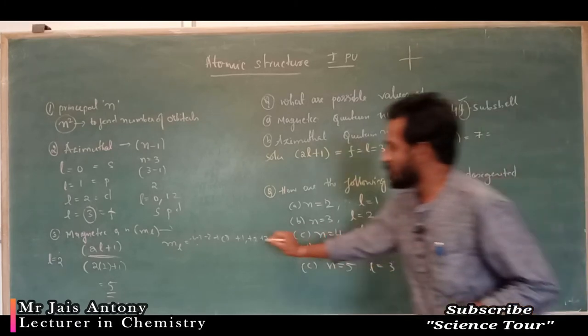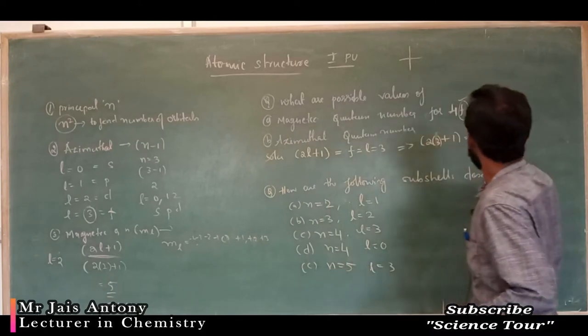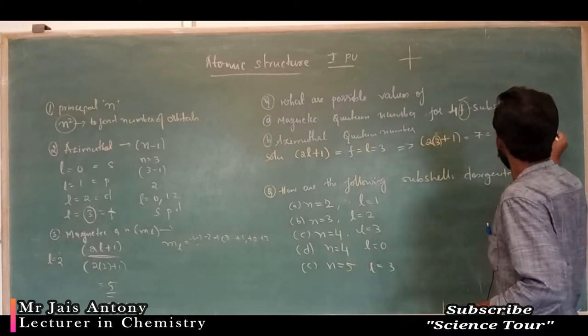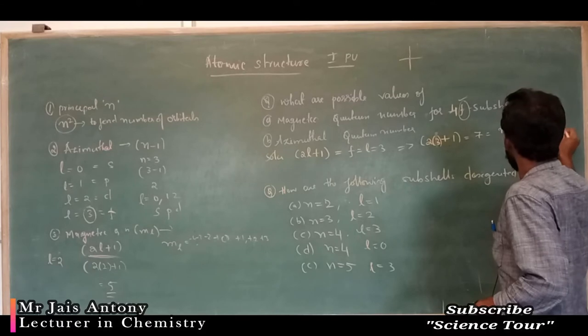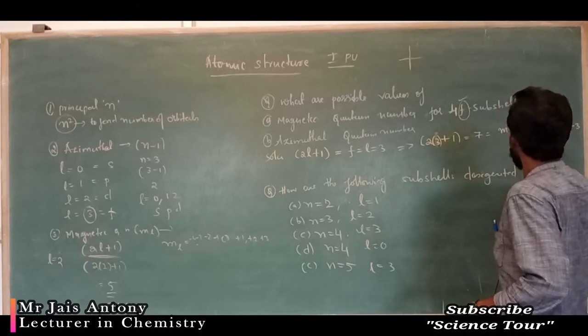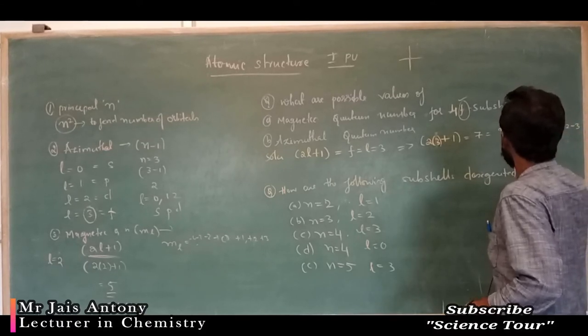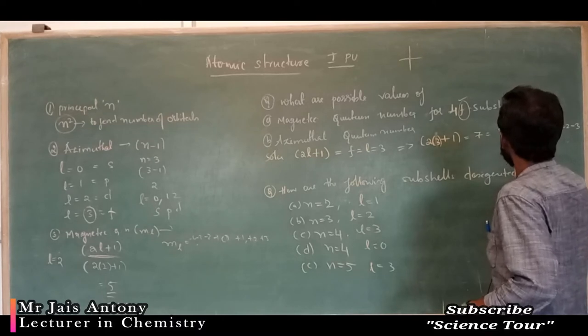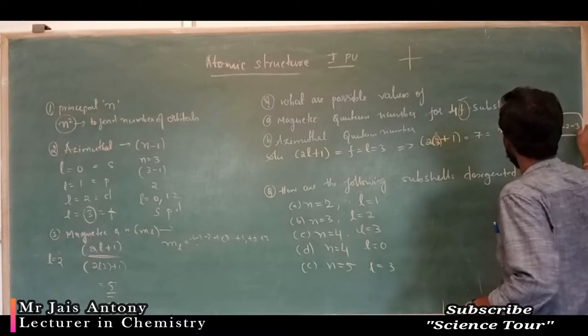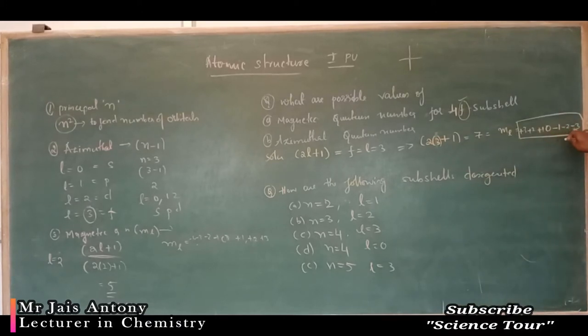That means you have to write the ml values. ml is equal to 0, minus 1, minus 2, minus 3, plus 1, plus 2, plus 3. So here 7 orientations are possible: 1, 2, 3, 4, 5, 6, 7. So the magnetic quantum number values for this are plus 3, plus 2, plus 1, 0, minus 1, minus 2, minus 3. Okay.